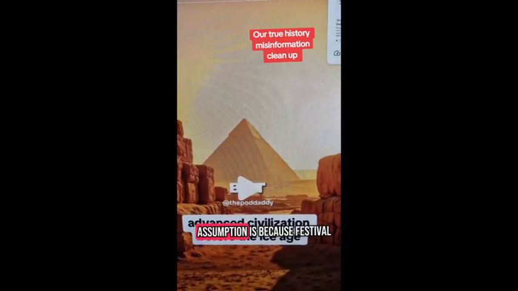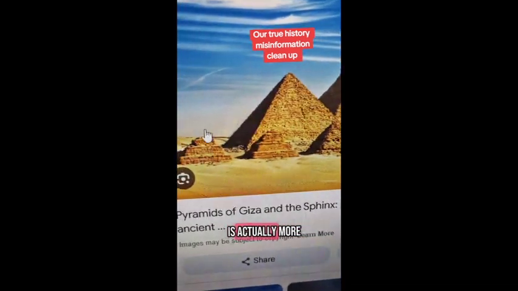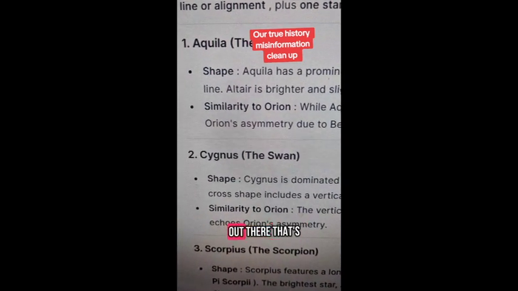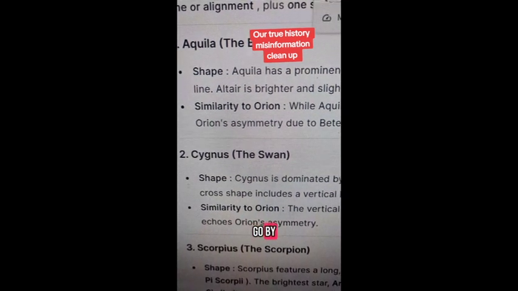Okay, so that's an assumption. What he's done there is said it as a fact. And the reason why it's an assumption is because, first of all, the three pyramids of Giza is actually more than three pyramids, so that's his first problem. Second problem is there are actually other star systems out there that have two stars and one off-center, which is what he's trying to go by.